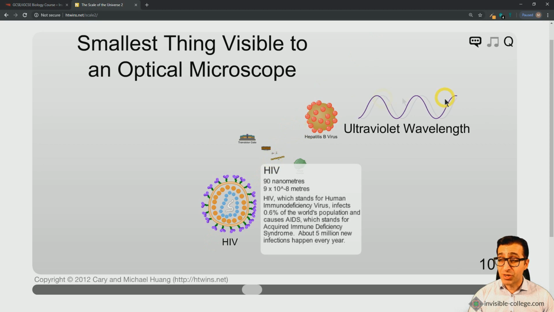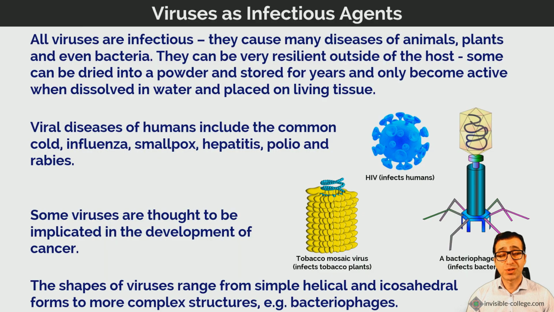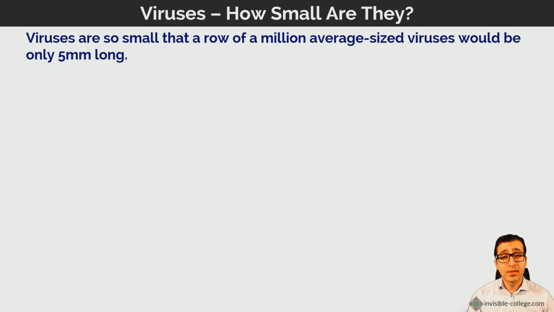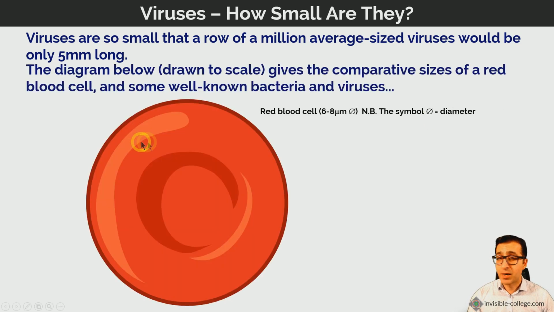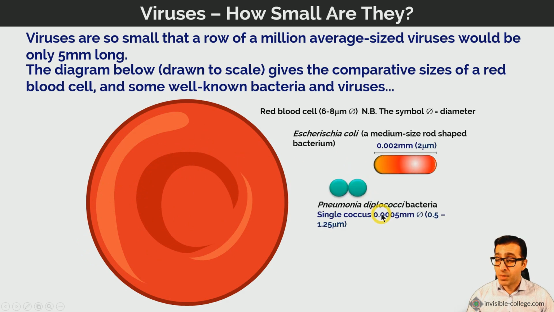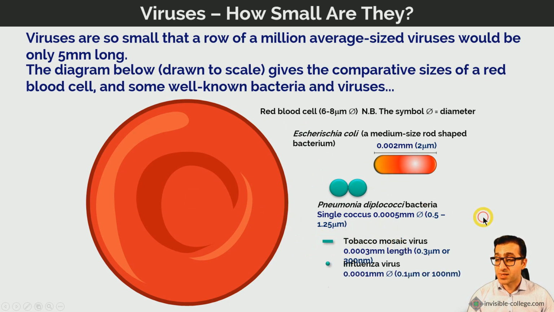So viruses do range in size somewhat, but they are much, much smaller than living cells. So small that 1 million average-sized viruses organized into a row would only be about 5 millimeters long. So the diagram below, again drawn to scale, gives you a sense of just how small a virus is in comparison to one of the smaller eukaryotic cells in our bodies, the red blood cell, and even in comparison to some moderately sized or even smaller bacteria here. So here is a tobacco mosaic virus, which is one of the larger viruses, and you can see just how small it is in comparison to these other cells. The influenza virus and the polio virus are smaller still.